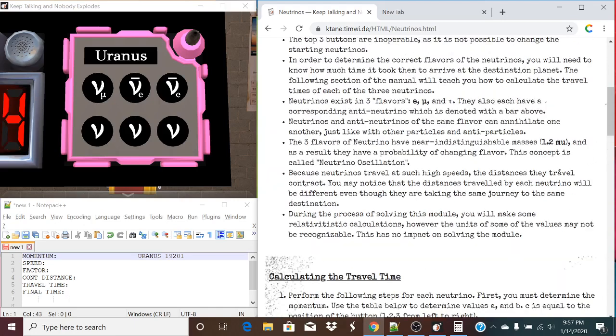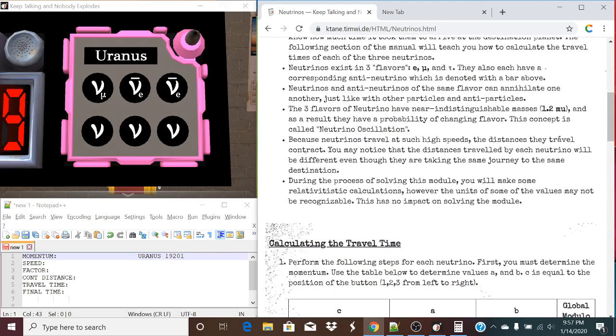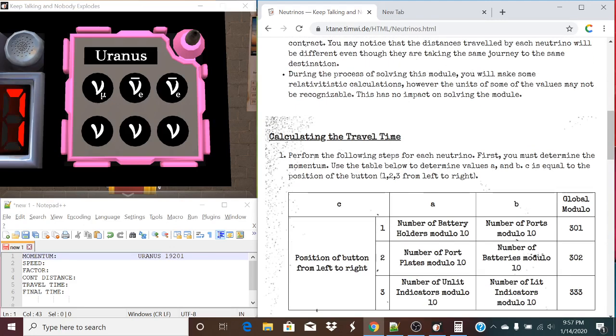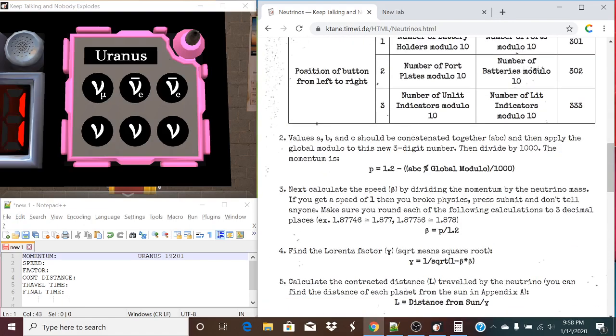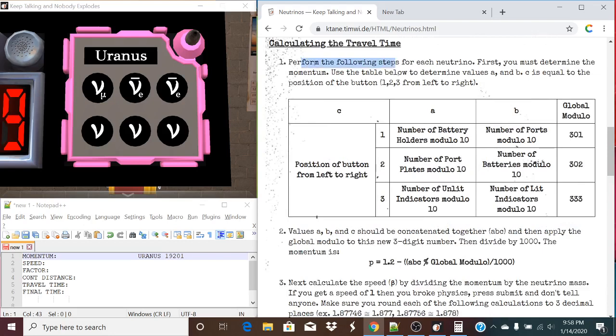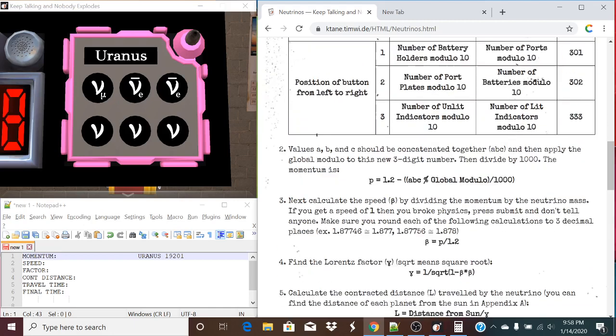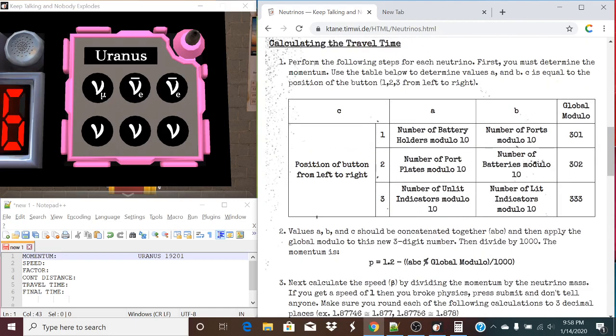Now we need to find the flavors of each neutrino after they travel. But first, we need to calculate the travel time for each neutrino. We're going to perform the following steps for each neutrino, and each neutrino alone. Firstly, we must determine the momentum. We're going to use this little chart and combine the values together for each neutrino, in this case ABC. This is not multiplication. This is combining each digit together.